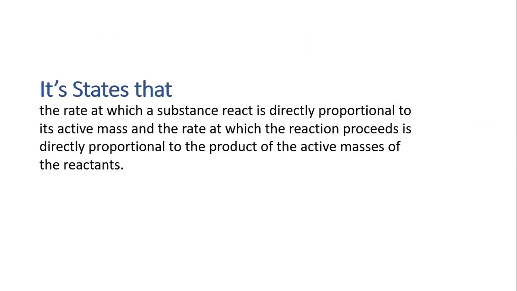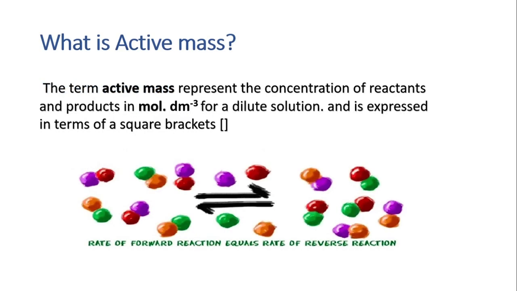What does the law of mass action state? It states that the rate at which a substance reacts is directly proportional to its active mass, and the rate at which the reaction proceeds is directly proportional to the product of the active masses of the reactants. What is active mass? The term active mass represents the concentration of reactants and products in mole per decimeter cube for a dilute solution and is expressed in terms of square brackets.